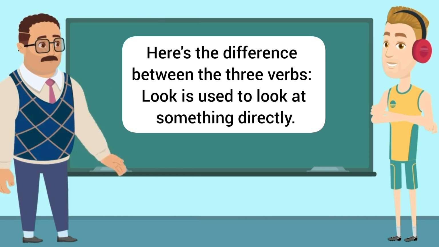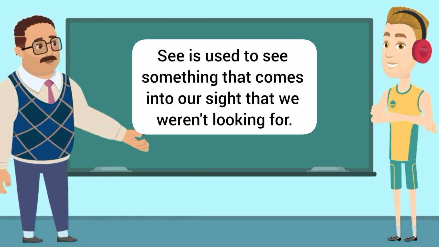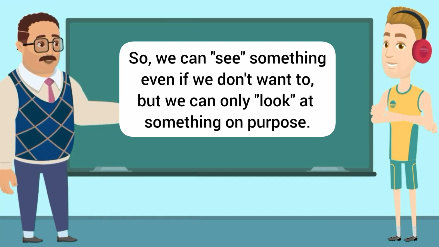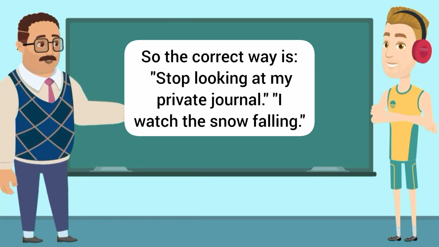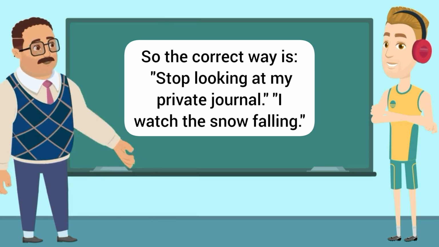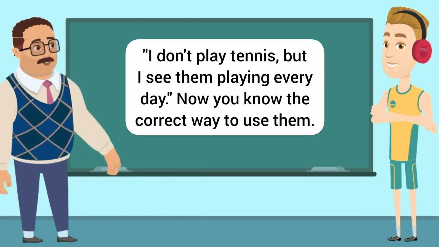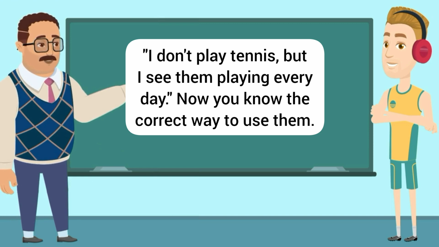Look is used to look at something directly. See is used to see something that comes into our sight that we weren't looking for. Watch is used to look at something carefully, often at something that's moving. So, we can see something even if we don't want to, but we can only look at something on purpose. So the correct way is, stop looking at my private journal. I watch the snow falling. I don't play tennis, but I see them playing every day. Now you know the correct way to use them.